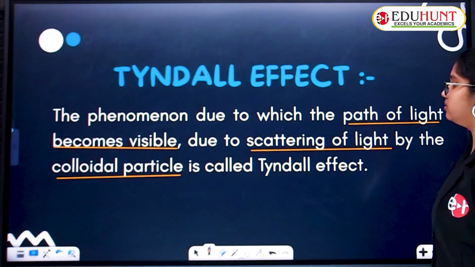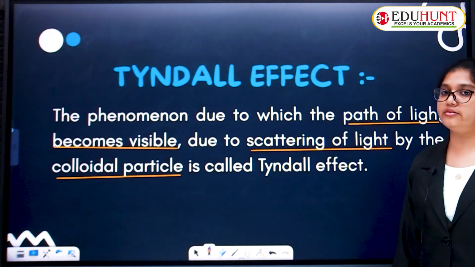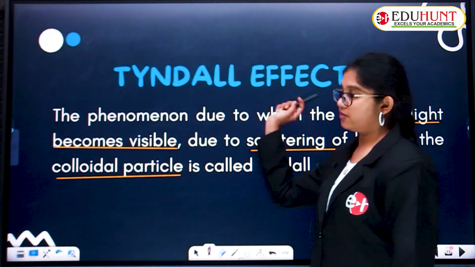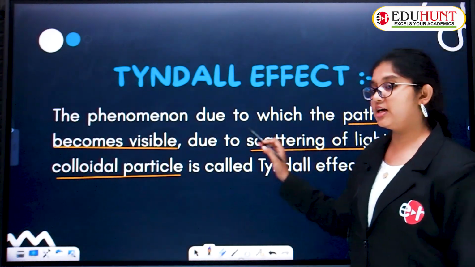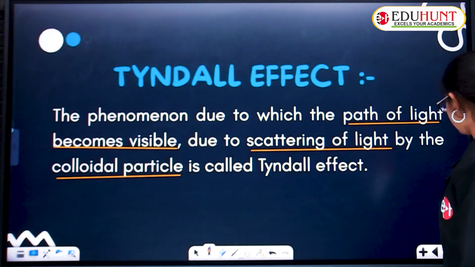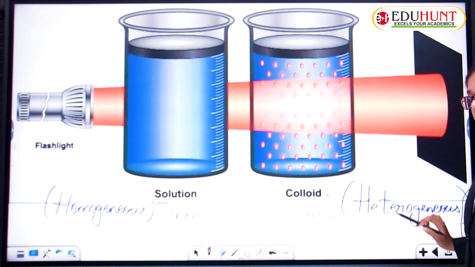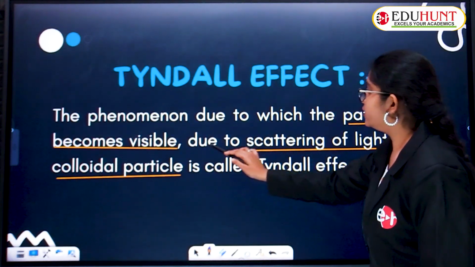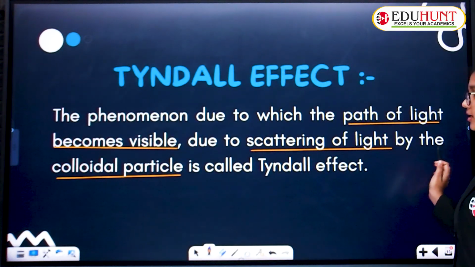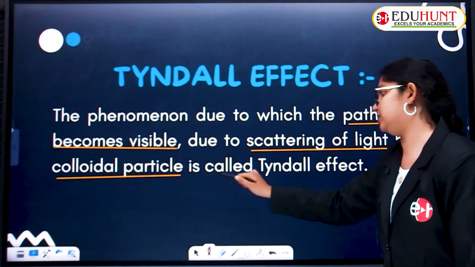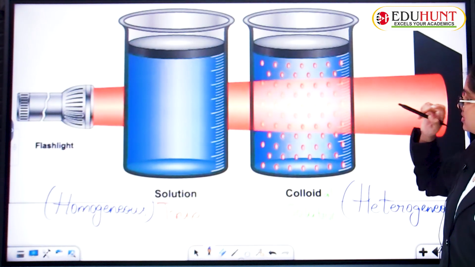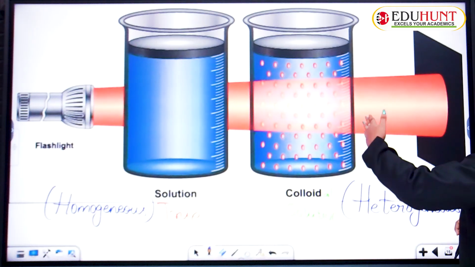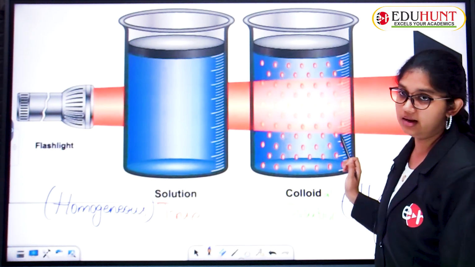Now read the phenomenon again. Tyndall effect is the phenomenon due to which the path of light becomes visible. The path will become visible, right? The path of light becomes visible and, due to scattering of light by the colloidal particles, it is called the Tyndall effect. You can see the colloidal particles here at the side. Scattering of light, yes. This is nothing but the Tyndall effect.